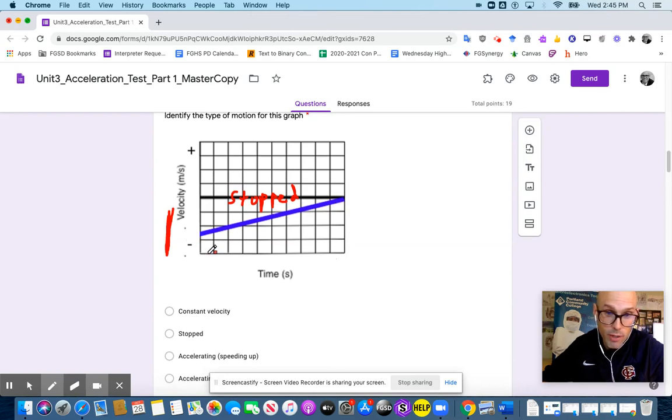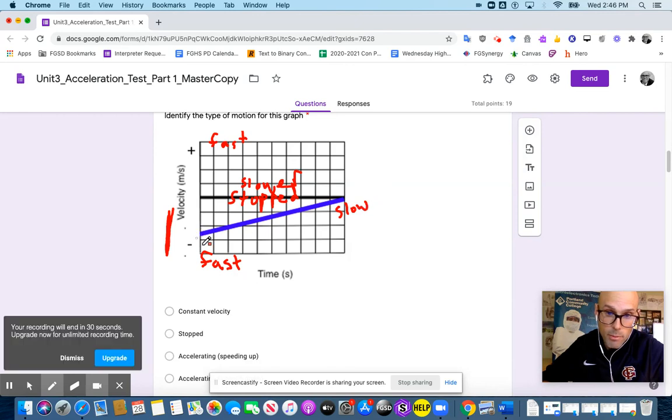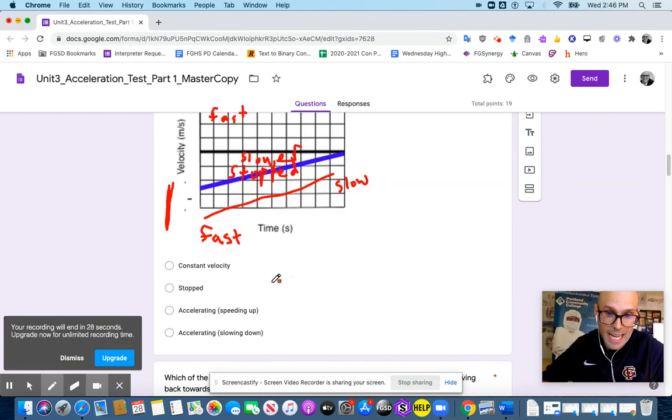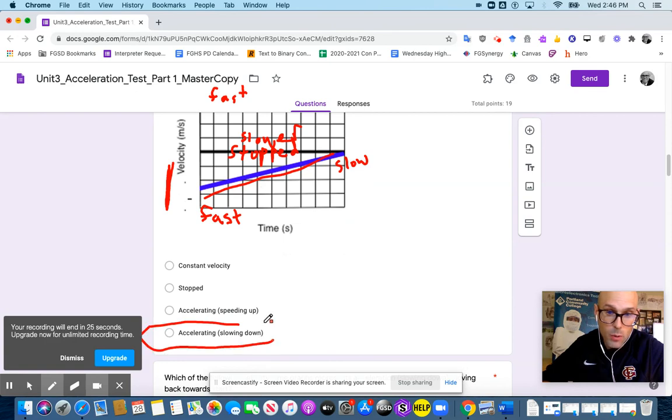All these velocity time graphs go from fast, if it's out here on the edge, or fast up here at the top, and then closer to the line. So if we go from fast to stopped, closer to the line is slower. Slower, that's what I'm writing right now, if you can read that. Look at that bad handwriting. So I'm going from fast to slow. That means I am slowing down. My recording's going to end in 24 seconds.